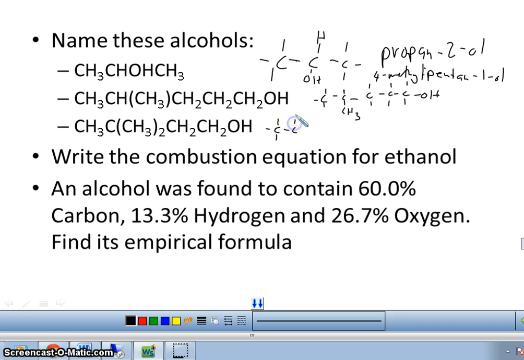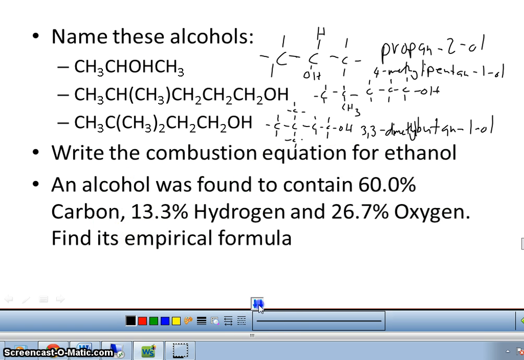Last one, CH3, CH3 twice. It must mean there's a CH3 up and a CH3 down, and then a CH2, CH2OH. Cool. Meth, eth, prop, but. 1, 2, 3, 4. The longest chain is 4. Butan-1-ol. And it is 3, 3 dimethylbutan-1-ol. Gosh, that looks messy. Never mind.